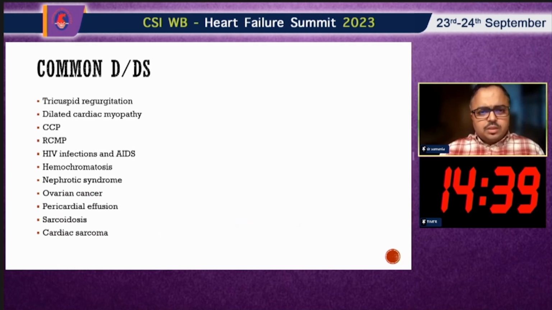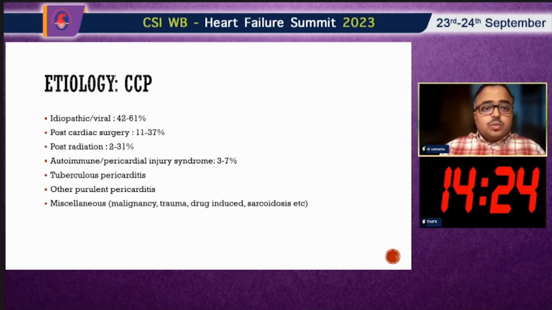There may be so many differential diagnoses, but for the final diagnosis, if you think of a rapid Y descent, the first thing that comes to our mind is constrictive pericarditis, as long as the history takes us there. So, what are the etiologies of this constrictive pericarditis?